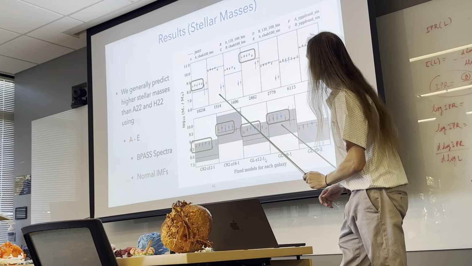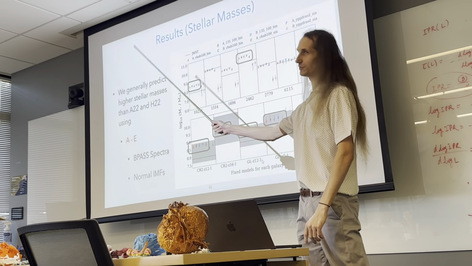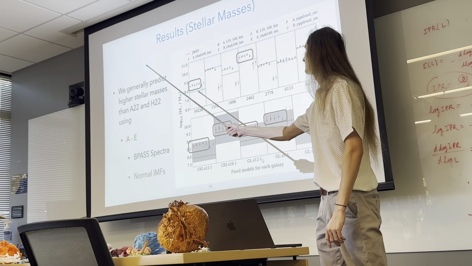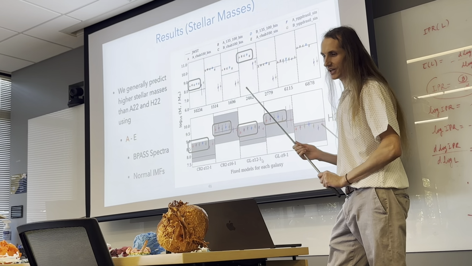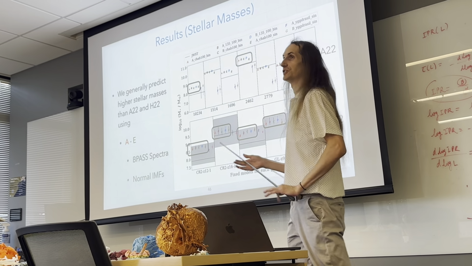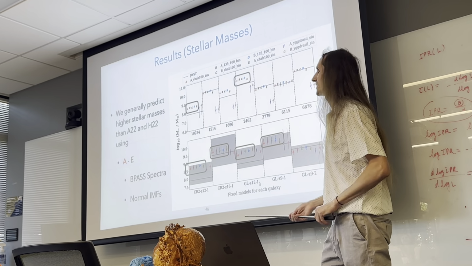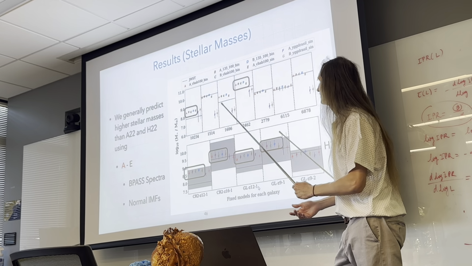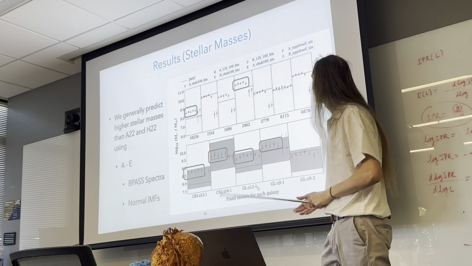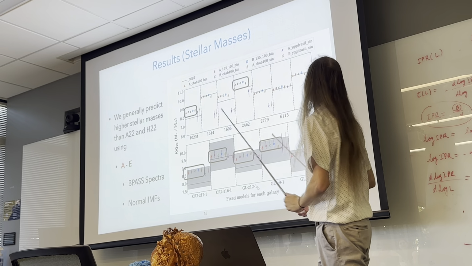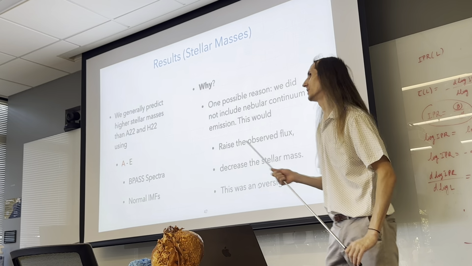For the models that use the normal spectra, the normal IMFs, A through E, we are pretty consistently seeing higher stellar masses than these other authors calculated. That's kind of counterintuitive and opposite to what we thought might happen. We thought by including these other luminous sources like AGNs and X-ray binaries, we might see lower stellar masses because some of that light from these images would be coming from these other sources. But we're actually seeing higher stellar masses.